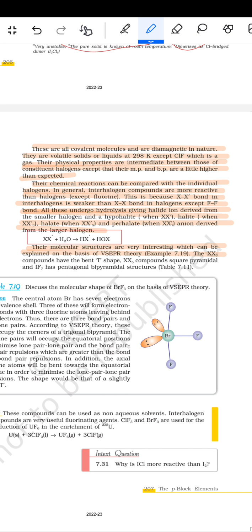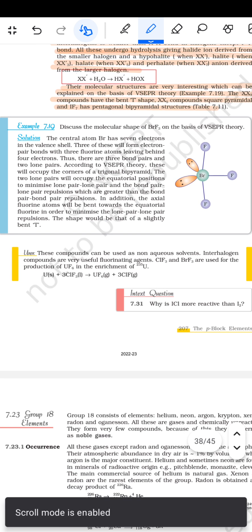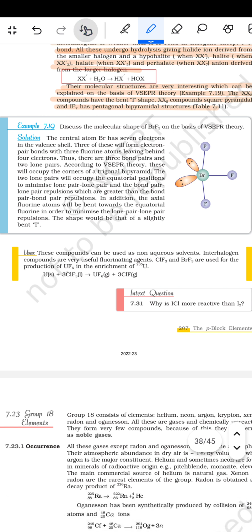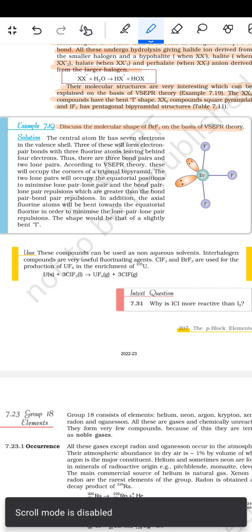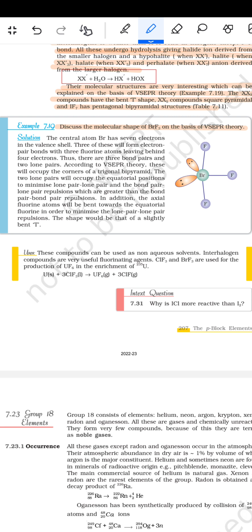The XF3 compounds have the bent T-shape, XF5 compounds have a square pyramidal shape, and IF7 has the pentagonal bipyramidal structure. Now the example: discuss the molecular shape of BrF3 on the basis of VSEPR theory.